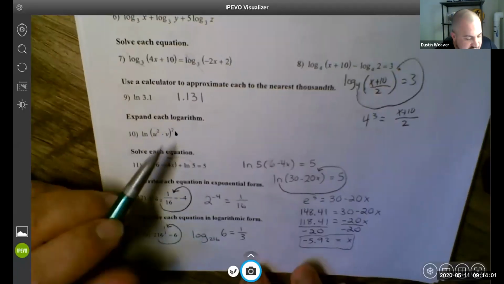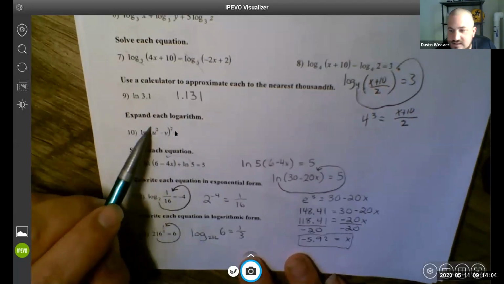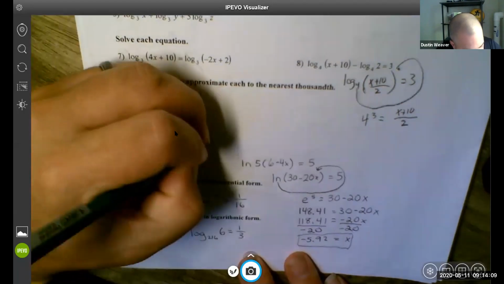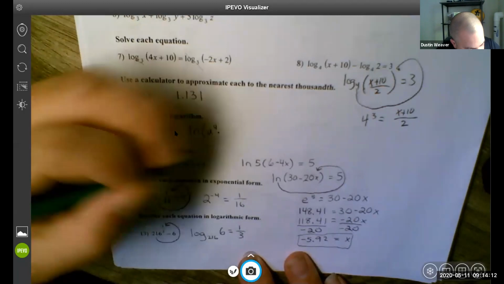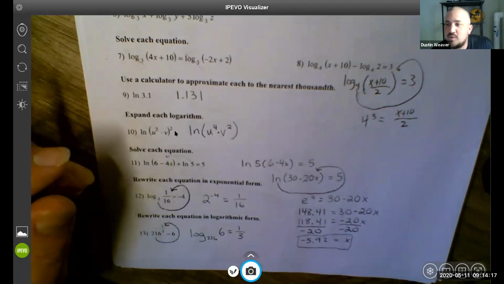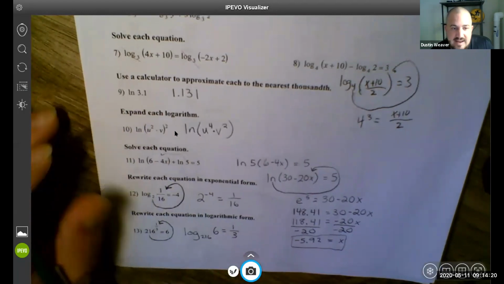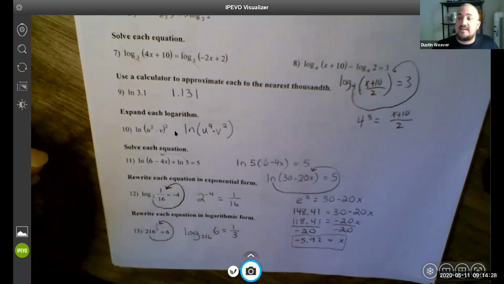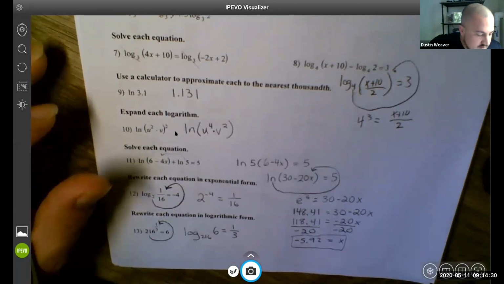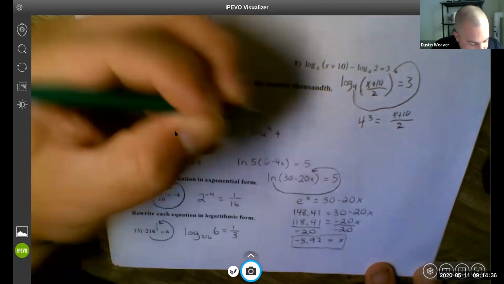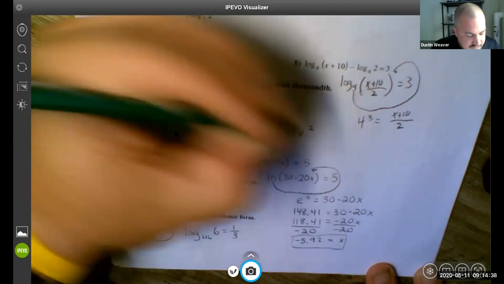It says expand. The first thing I want to do is if I have an exponent outside of the parentheses, I want to multiply it into both things. So I'm going to say ln of u to the 4th times v to the 2nd. So I just multiplied my exponent into both parts there of the ln. And now, since it's multiplication, I'm going to change it to addition if I'm trying to expand it. Remember, expanding it makes us want to have 2 here. So I'm going to say ln of u to the 4th plus ln of v squared.